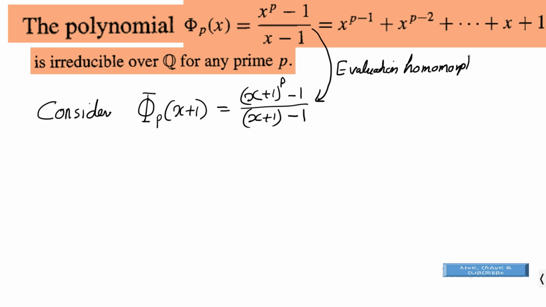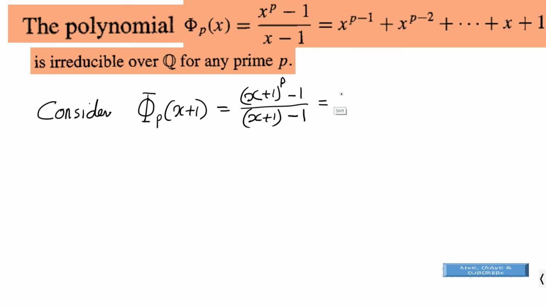So you can consider it as an evaluation homomorphism, say phi x plus 1. So phi x plus 1 is an evaluation homomorphism which replaces x with x plus 1, and clearly that is a homomorphism from Q[x] to Q[x]. So now let us consider this polynomial capital phi p of x plus 1 once again.